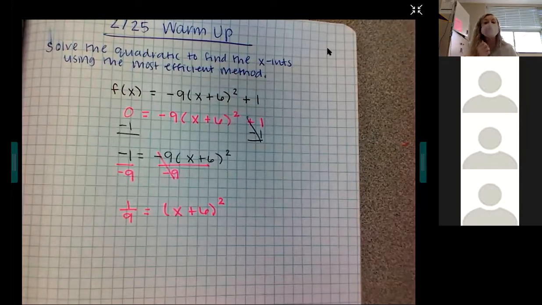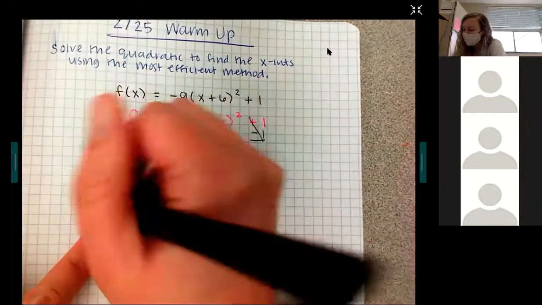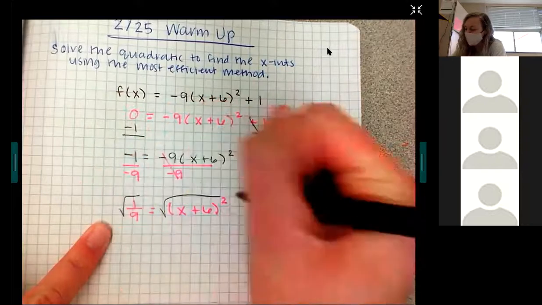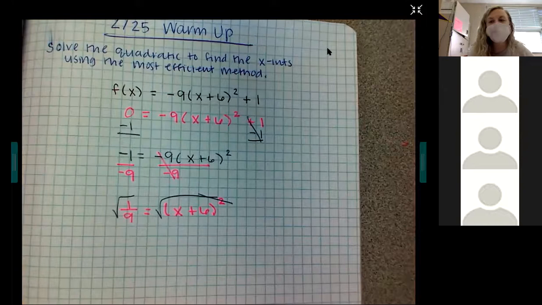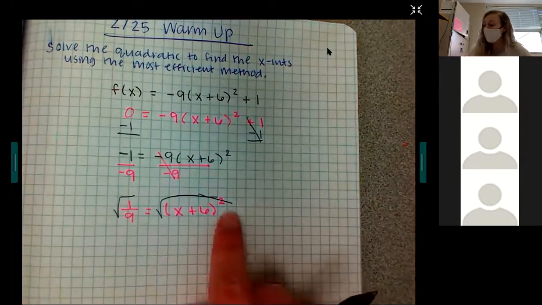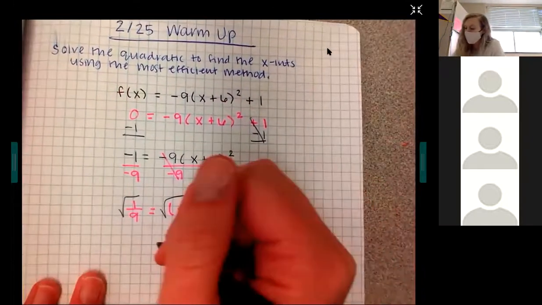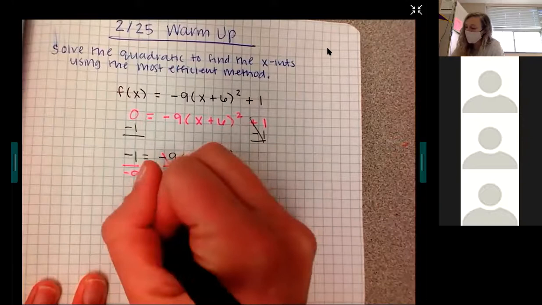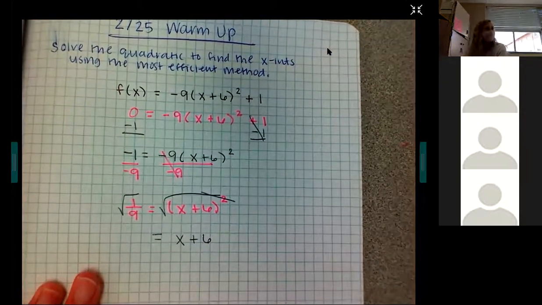How from here would I find out what x is? What would my next step be? You can just speak up, then. It's okay. Square root both sides. I appreciate you raising your hand, but there's not that many of y'all, so y'all can just talk. You'll still get the participation points too. Square root both sides, and when you take the square root, that gets rid of the squared, right? So do y'all agree that this is going to be equal to x plus 6.